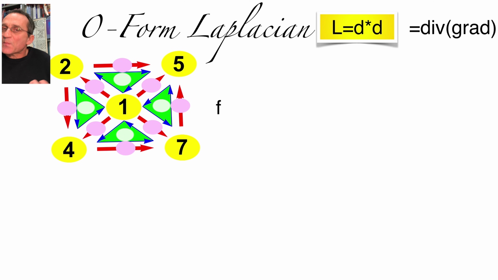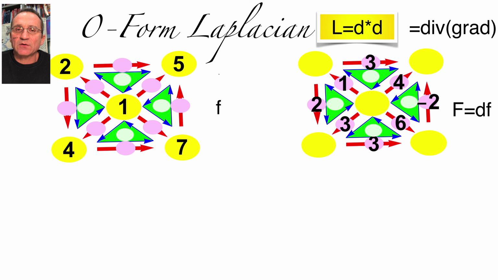And then we have the zero form Laplacian. That's the discrete analog of the usual Laplacian. It's the divergence of the gradient. So we have here an example of a function, a scalar function on the vertices. We can form this d star d, which first we form df, which is a vector field, a gradient field. And that's indicated here.